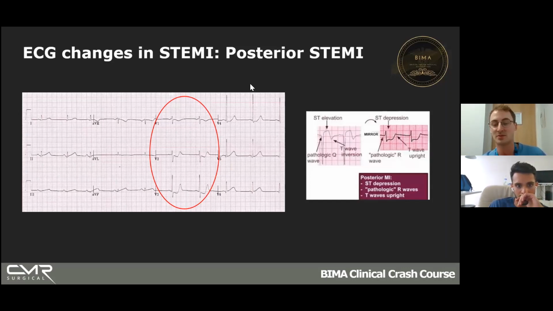So you can do what's called V7 to V9. So these are what's called the posterior chest leads. And these are just chest leads that go on your back, and it shows you ST elevation because they look at the back side of the heart.